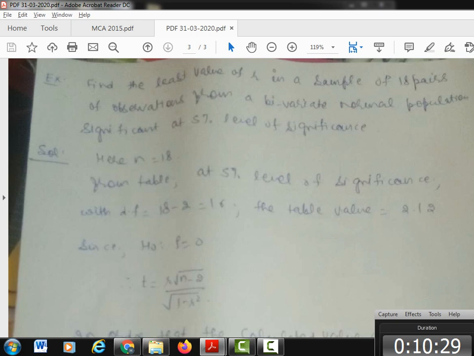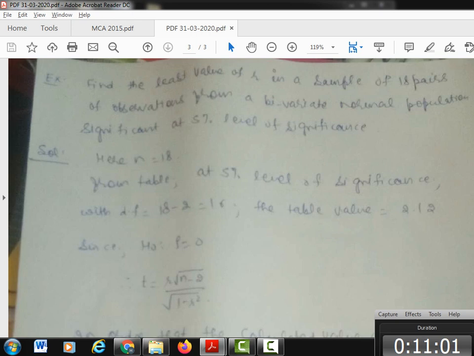In a sample of 18 pairs, meaning the sample size is 18, of observations from a bivariate normal population, find the least value of r significant at the 5% level of significance. Now here the question is very tricky. In our previous question we just had to check whether the population correlation coefficient is significant or not. Here it is already given that the population correlation coefficient is significant, that is rho is not equal to 0. So we just have to find the value of r, meaning we have to reject the null hypothesis.